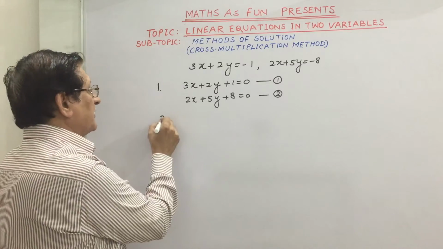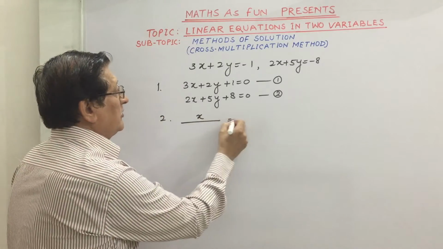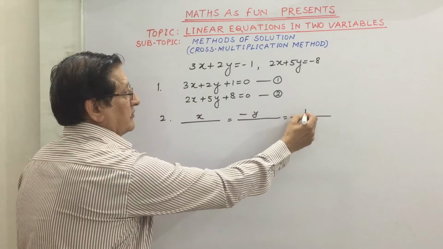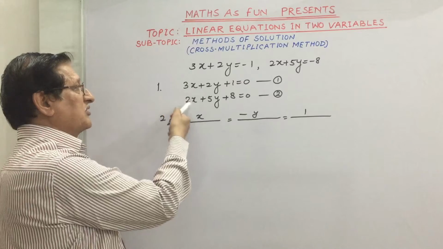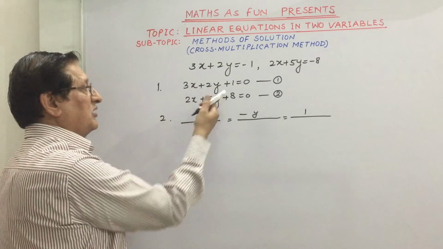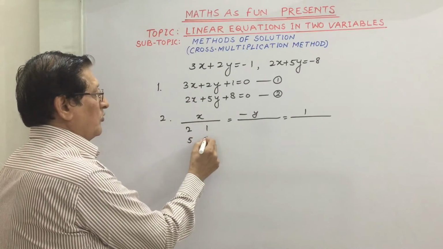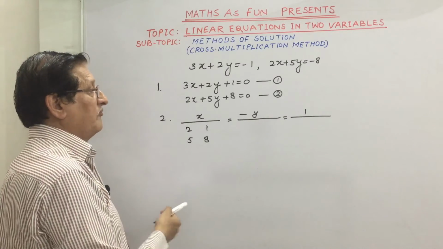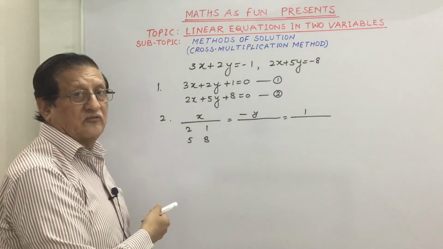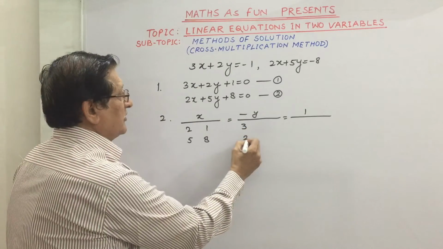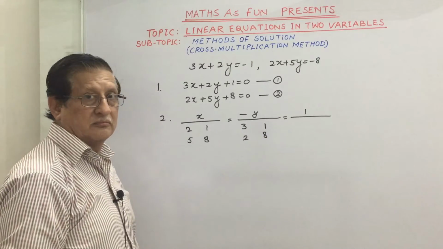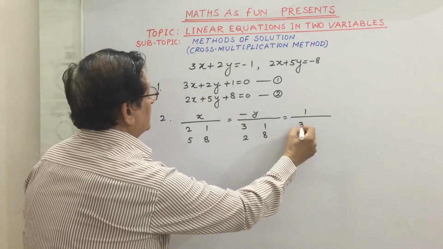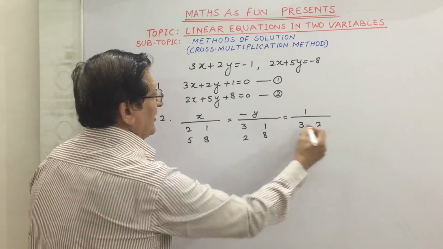Now I told you in the second method what we will be doing: x upon, minus y upon, 1 upon. For x, the coefficients of x are to be left, and we will get these two columns, 2, 5, 1, 8. For the denominator of y, we will leave the coefficients of y and we will have 3, 2, 1, 8. Then for the constants, we will leave the constant and we will have here 3, 2, 2, 5.